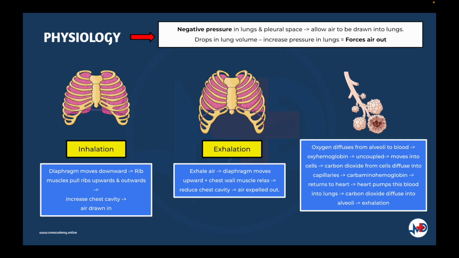Carbon dioxide from the cells diffuses into the capillaries and binds to hemoglobin in the red blood cells to form carbaminohemoglobin. Red blood cells will then carry this deoxygenated hemoglobin returning to the heart via the veins. The heart pumps this blood into the lungs and carbon dioxide diffuses into the alveoli during exhalation.